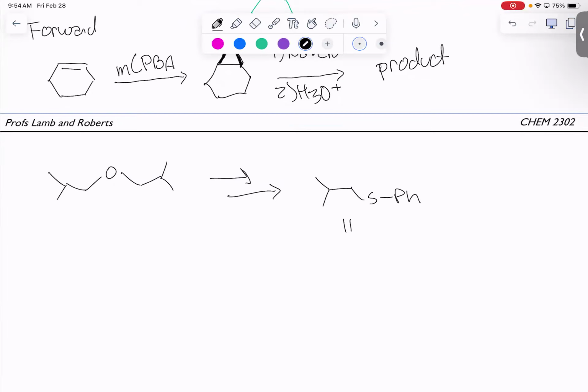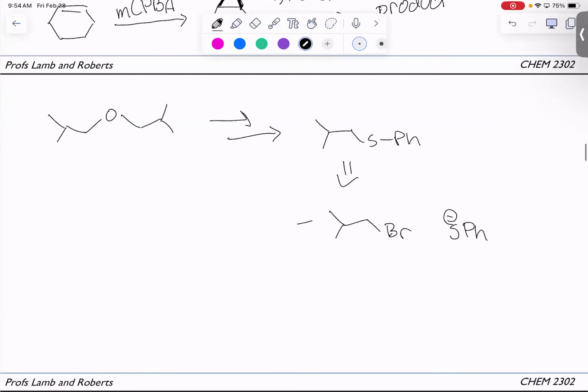I think a pretty great way to get here would be to start from an alkyl bromide, and our learning objective said that we could use deprotonated sulfur reagents to do SN2 reactions to make thioethers. Well, how would we get to our alkyl bromide? We know we can get to our alkyl bromide from our ether and a bit of HBr acid.